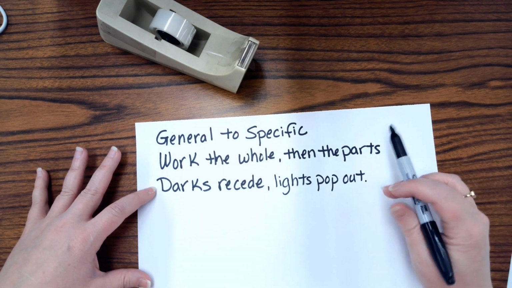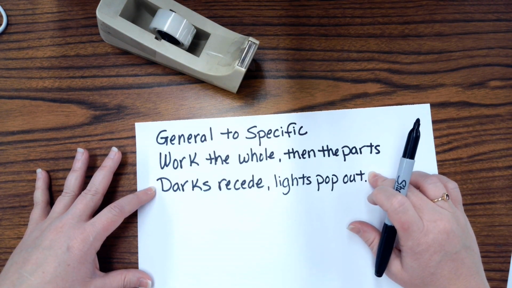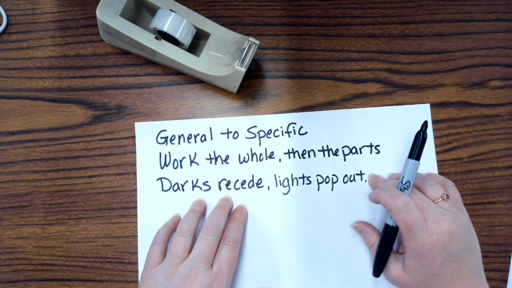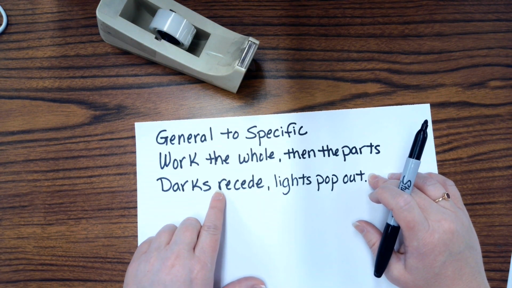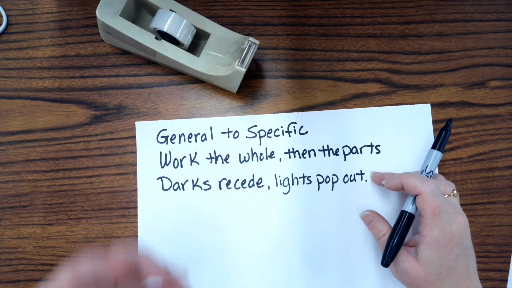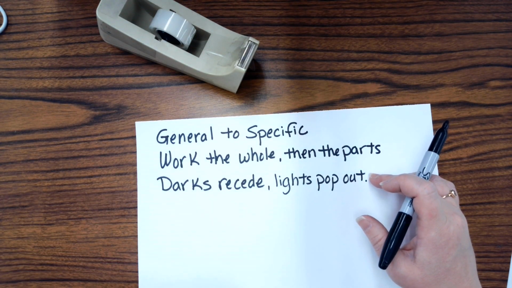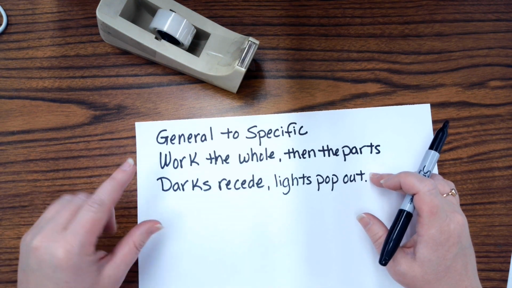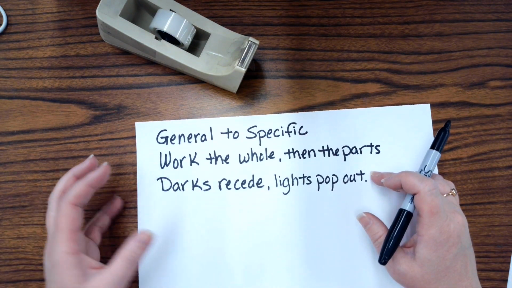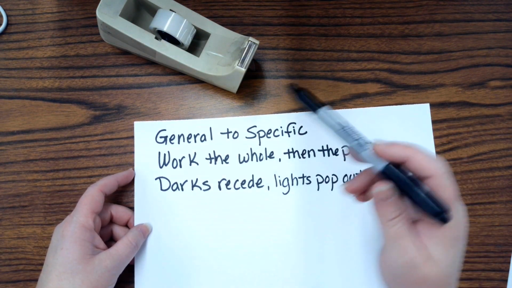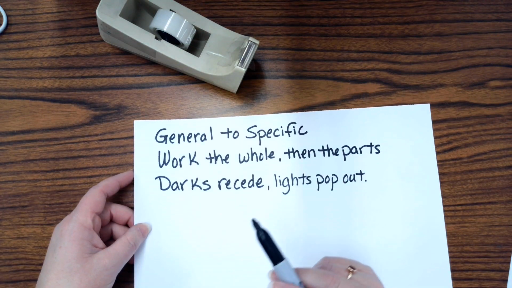And then the last thing is we're going to add a little bit of shading to this. So we are going to consider this like a cave. So anything that goes back into space is going to be dark. So darks recede, lights pop out. Anything that's coming out at us is going to be closest to us. So these three mantras are going to help us today when we are mapping out our general shapes and then working more specifically and adding shading to develop the object that we're trying to capture.